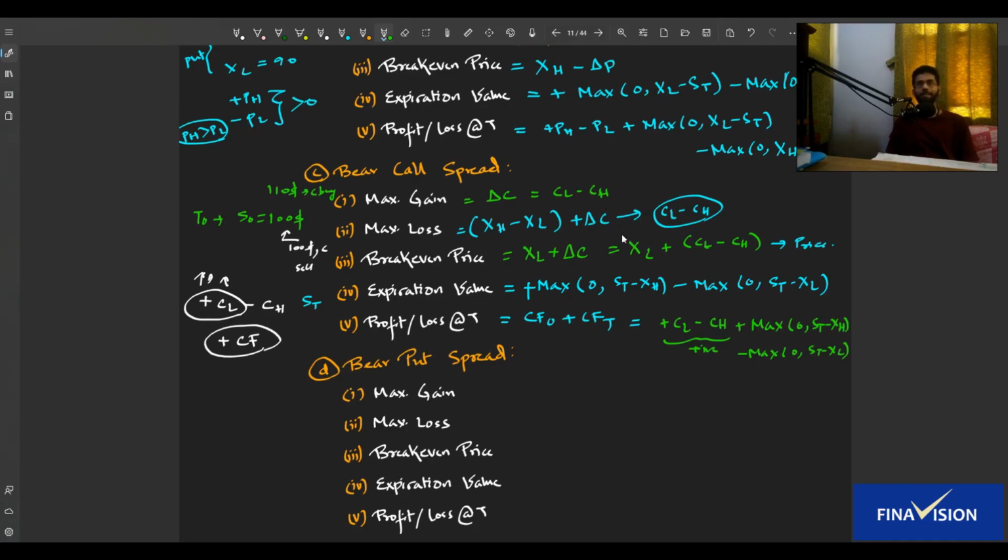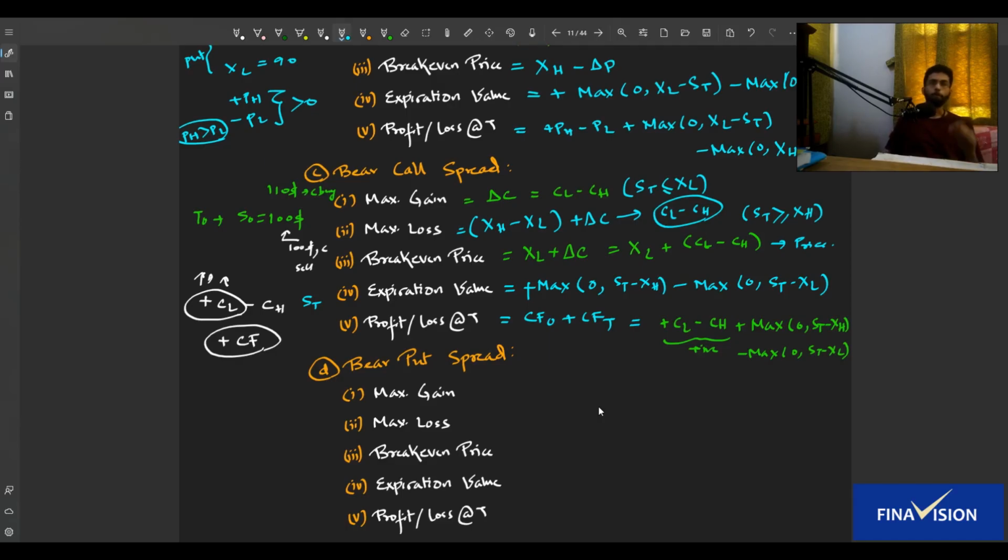Now, at what prices do the maximum loss and maximum gain happen? The maximum loss happens when ST goes above or equal to the higher strike price, XH. And the maximum gain happens when the price falls at or below the lower strike price. Right? So we can see here, we are getting the maximum gain when the price of the stock is going down. We are losing the maximum when the price of the stock is going up.